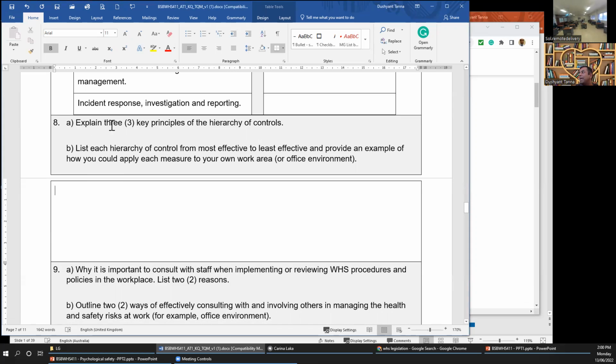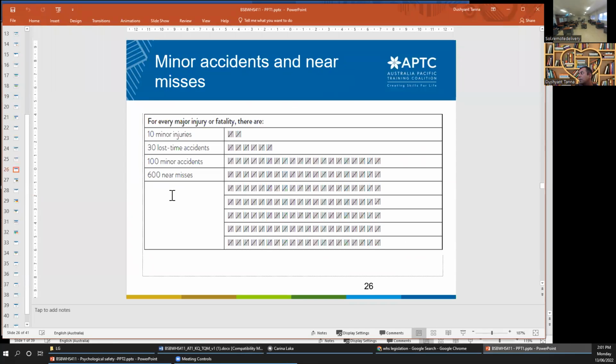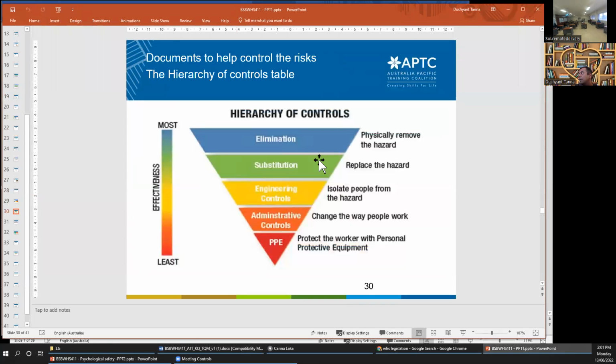Question 8, explain 3 key principles of hierarchy of control. List each of them from most effective to least effective. Provide an example of how you can apply each measure to your own work area or office environment. First of all, we know that very well. It's up here, hierarchy of control. Elimination being number 1, then substitution, then engineering control, admin control, and use of PPE.